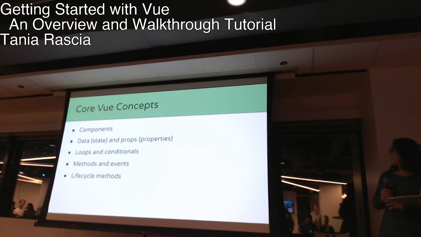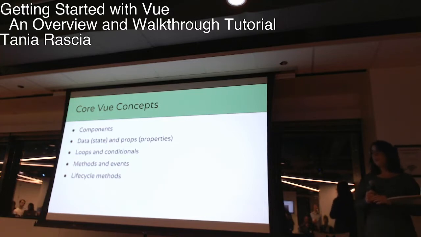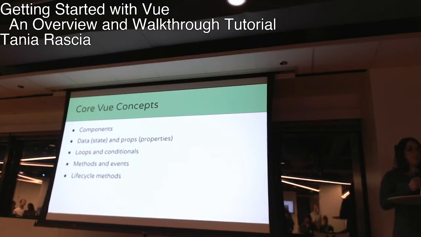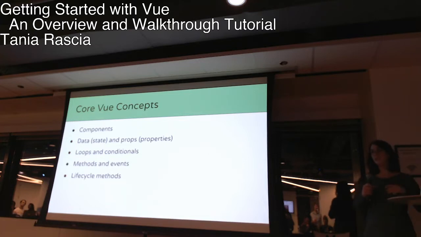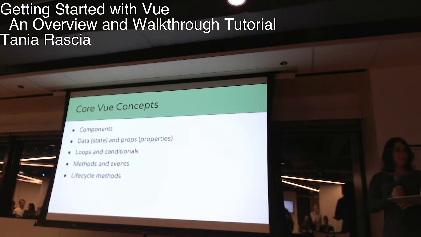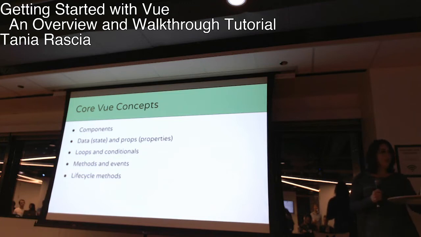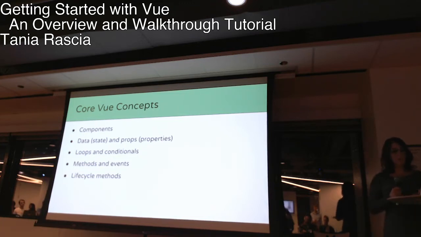So what I'm going to go over now is just the core Vue concepts, and this is kind of going to be like a walkthrough, but just kind of a quick overview, not a tutorial of creating a whole app, which you can find on the website if you go visit it. I'm just going to overview it as quickly as possible so that you can see about components, data, also known as state and props, how Vue handles loops and conditionals, methods and events, and the life cycle. If you know how to do these things, you can start building productive applications with Vue.